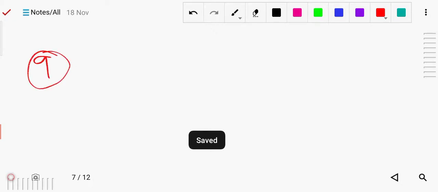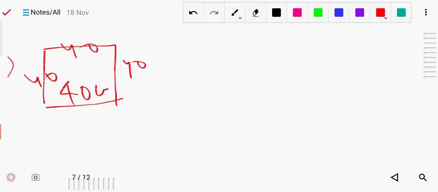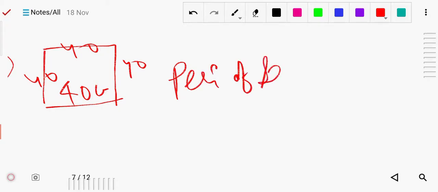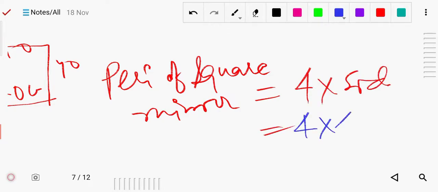So here a square mirror is given. It is given 40 centimeter. Each side is 40, so this side also 40, this side also 40, this side also 40. First of all you have to find the perimeter of the square mirror, which equals 4 into side. Side is given, so 4 into 40, so it will be 160. This 160 is what? Centimeter.